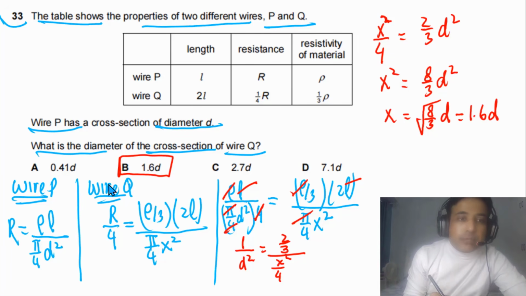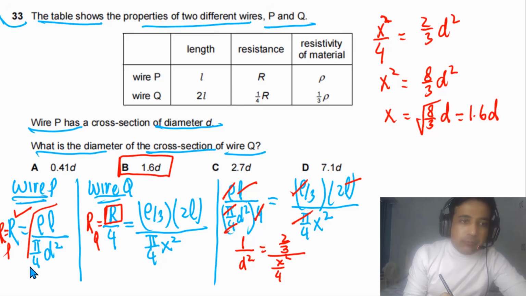So the main concept is that first of all write down R, and also write down the value of R for Q. So we can say this is RQ. If you want to write down here, you can also say this is RP, and then just replace the value of R with this value of R, and simplify, and you will get this answer.